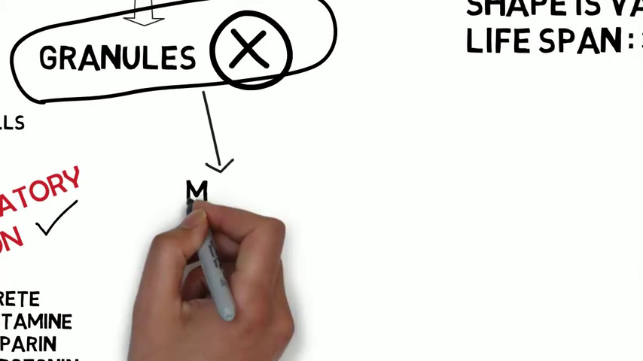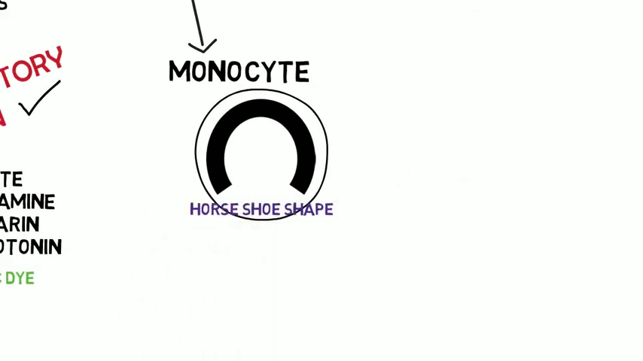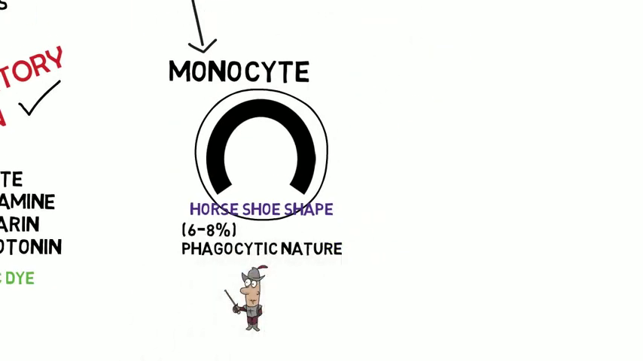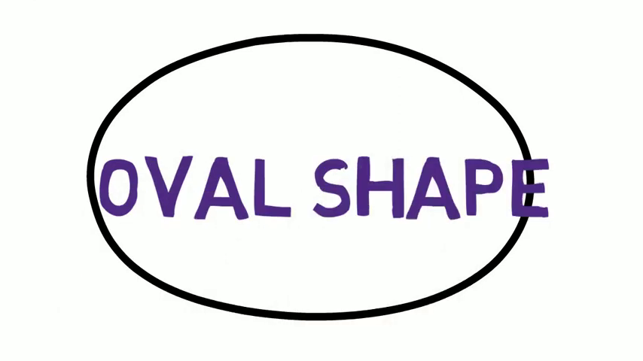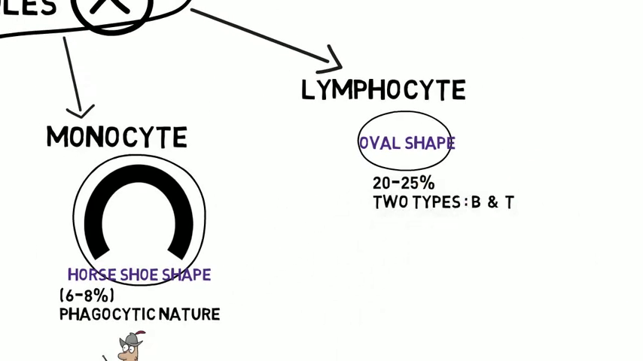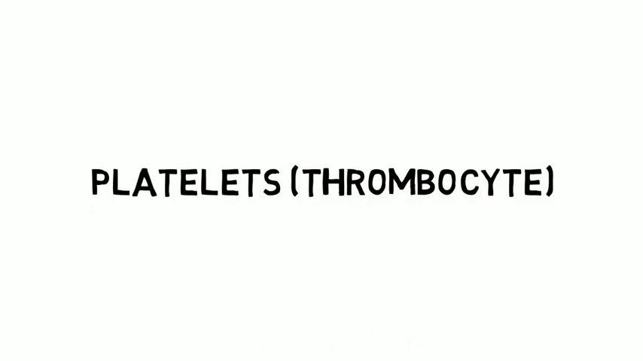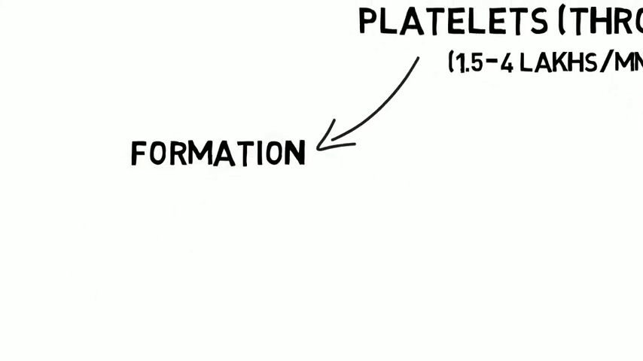Agranulocytes are divided into monocytes and lymphocytes. Monocytes are horseshoe shaped and responsible for defense mechanism. They are phagocytic in nature and are 6 to 8% of WBCs. Next are lymphocytes. Lymphocytes are oval in shape. They are 20 to 25% of the WBCs and of two types, B and T lymphocytes, and are responsible for immunity. Platelets, also known as thrombocytes, are 1.5 to 4 lakhs per millimeter cubed.